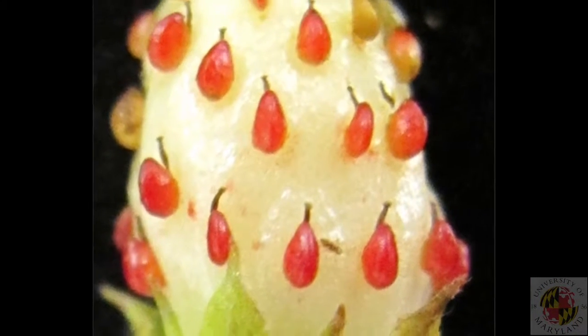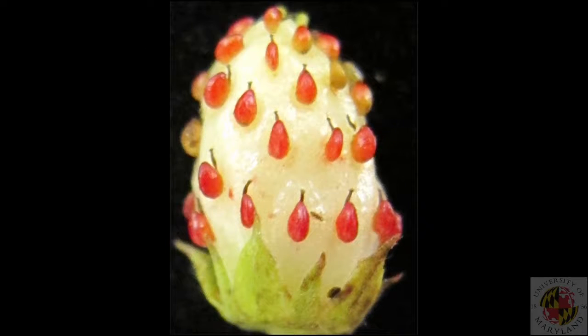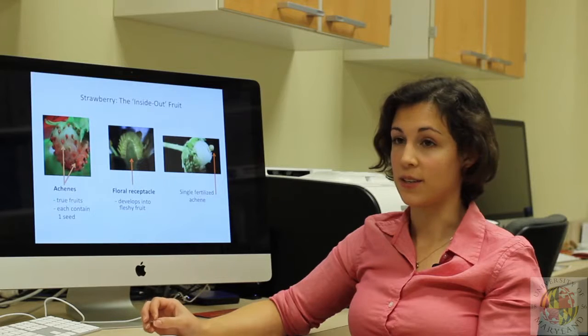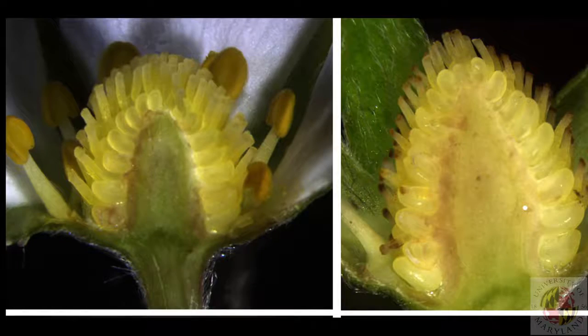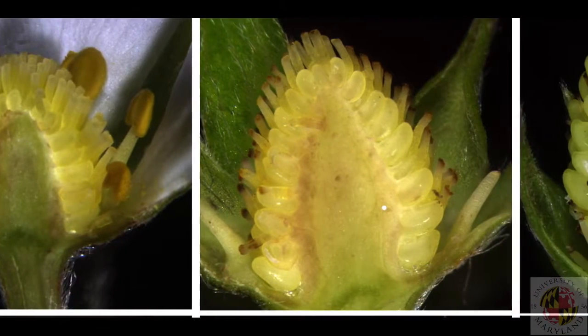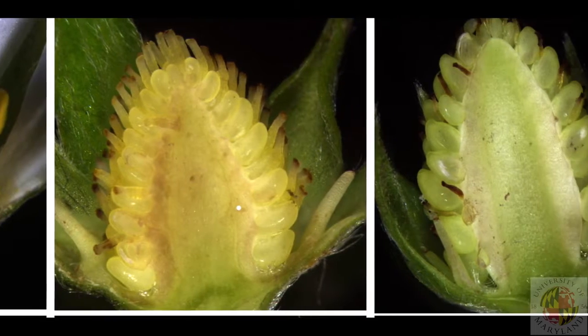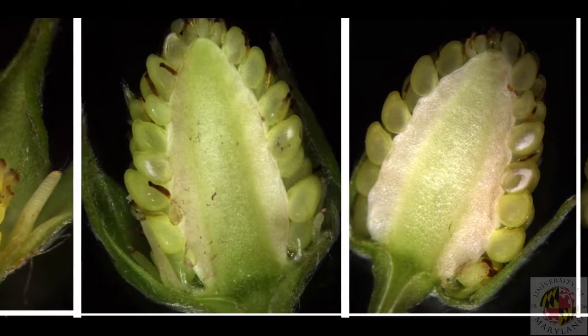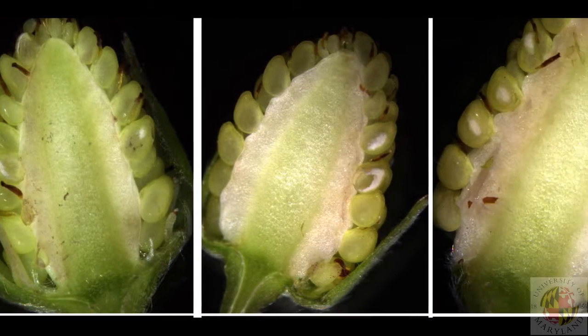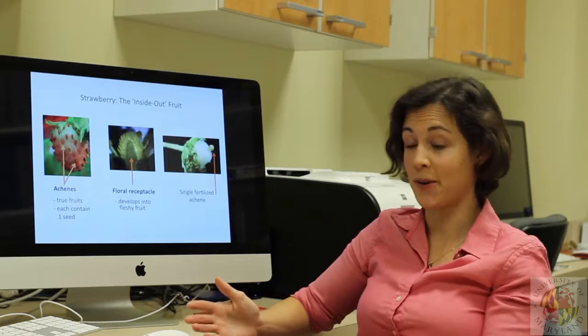Each true fruit contains 1 seed inside. The fleshy part of the strawberry is actually an enlarged receptacle. In strawberry it is particularly interesting because the seeds are on the outside, so it's an inside-out fruit. This is interesting because you can study how the seeds affect the development of the fleshy fruit really easily, because you can see it happening right before your eyes.